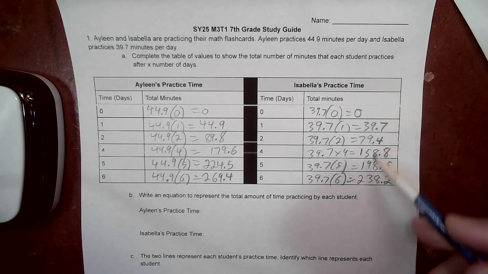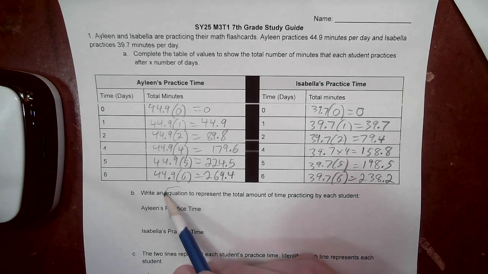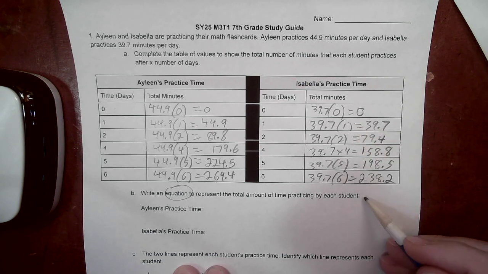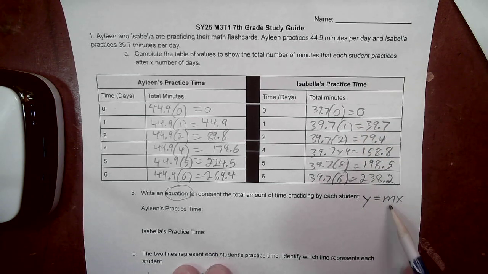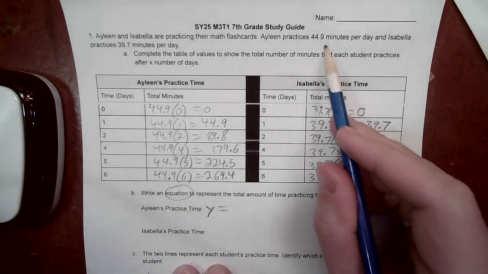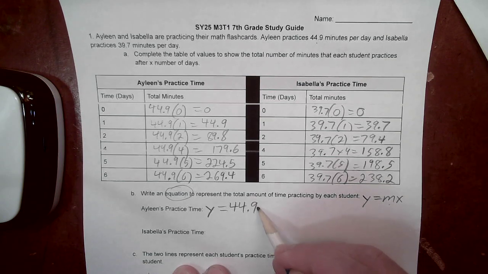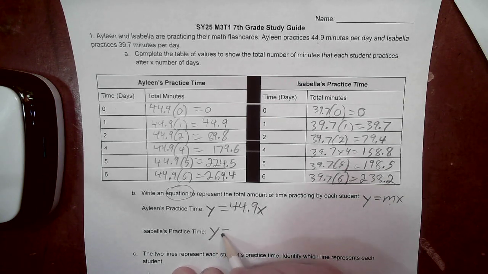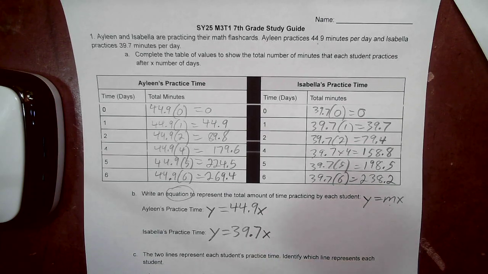All right, so we've got our number of minutes filled in for these tables. Remember with our equations here, since these are proportional, they have 0, 0. Our equation is going to look like this, y equals mx. Now our new thing here is our slope or our rate of change. So Eileen's rate of change is 44.9. So her equation simply is y equals 44.9x. Isabella's uses hers. So y equals 39.7x.